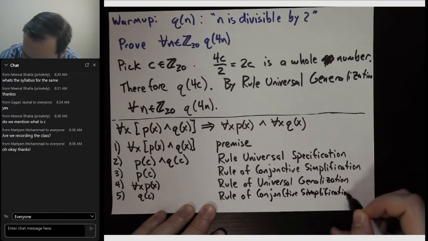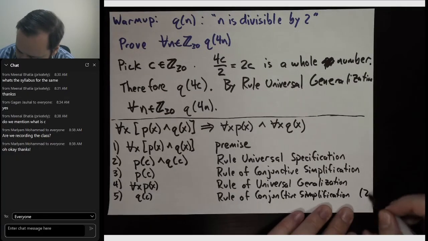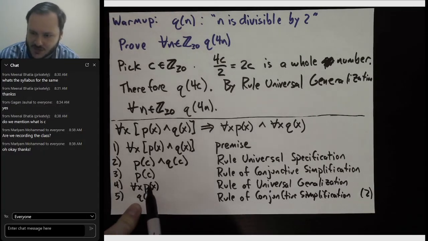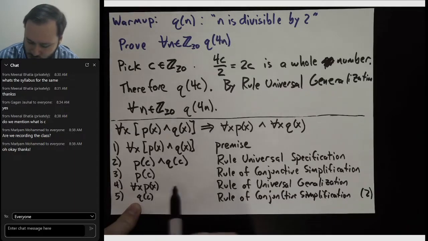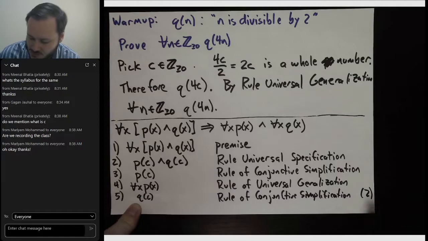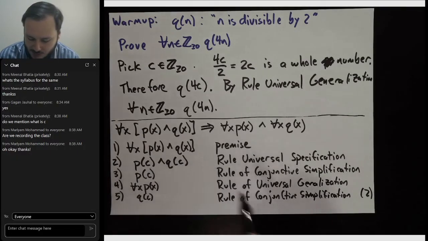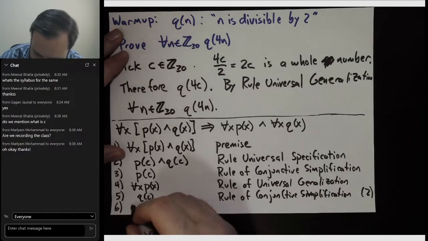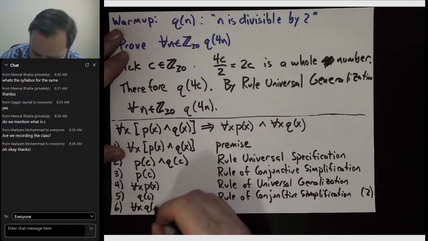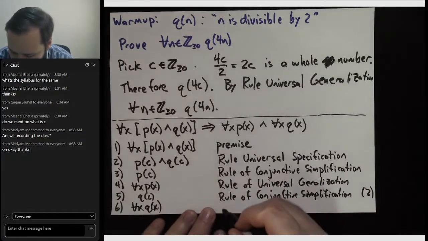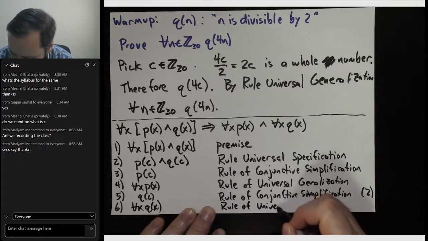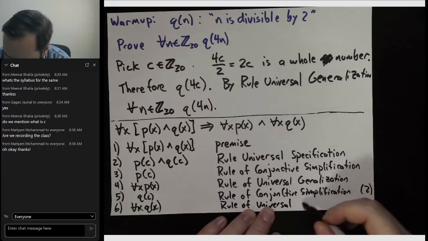And I can even indicate from line 2, just so that it's clear, I'm not using conjunctive simplification from the previous line, because there is no conjunction here. I can't use it on this line. I'm using it from line 2, which is why labeling your lines is good. And then line 6, I can do the same thing for all x Q of x. This is again my rule of universal generalization.